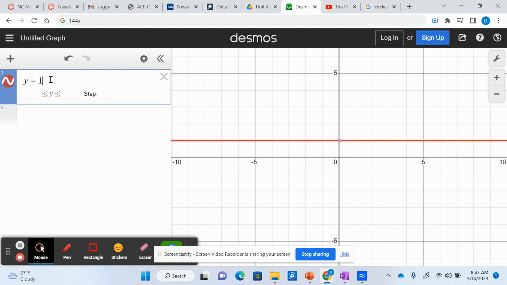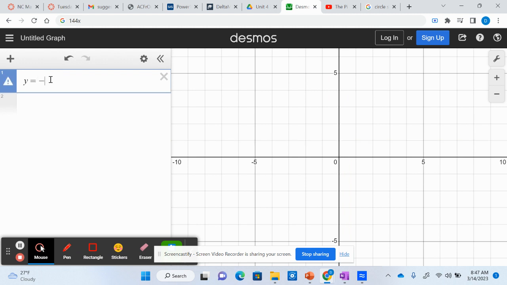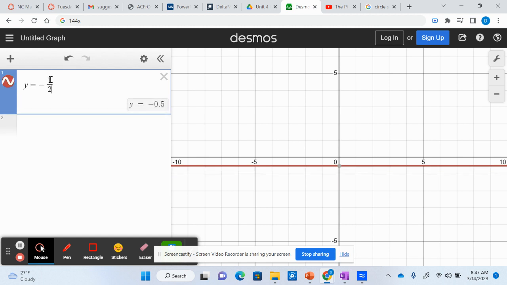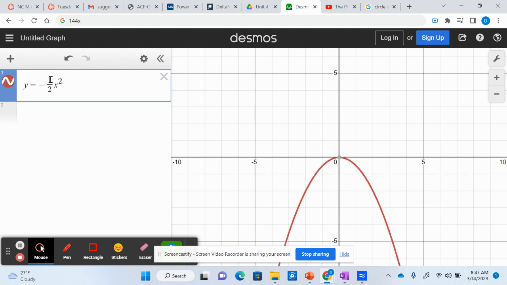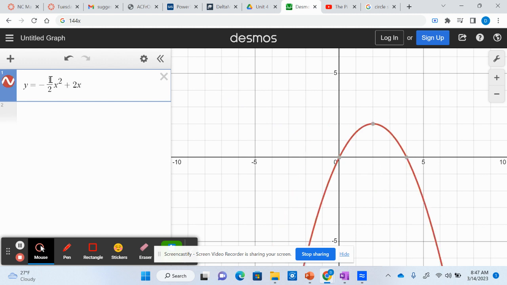What about A, B, and C? I just said I want you guys to fill out what A, B, and C is from your equation. So look at the equation. Y equals -1/2 x squared plus 2x. Fill out the values of A, B, and C. Can you do that? What is the value of A? This is your A in standard form.